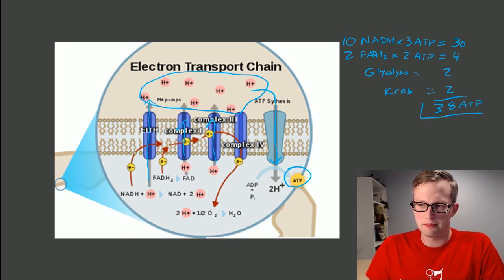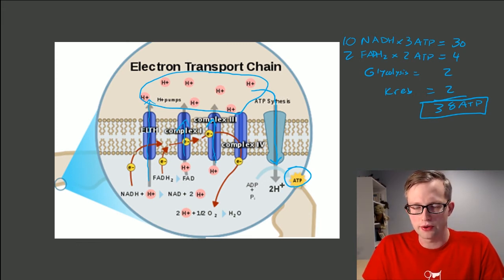Now again, that's kind of a maximum number. It's usually anywhere between like 32 and 38. That's just because of the chemistry of what's going on inside of the cell and inside of the mitochondria.